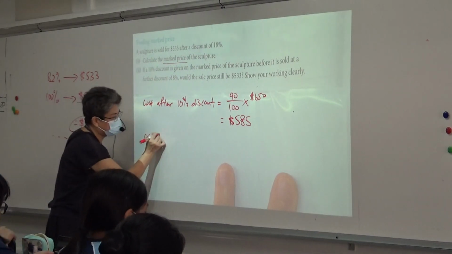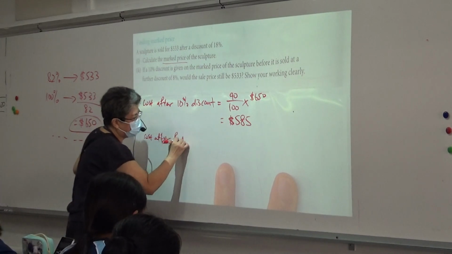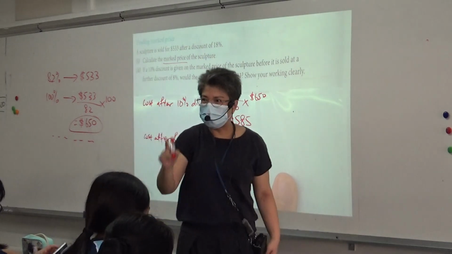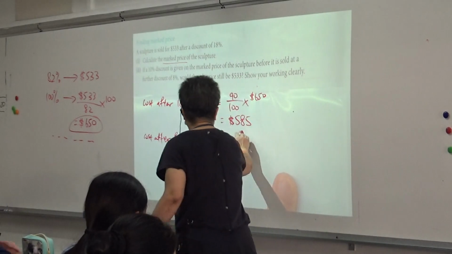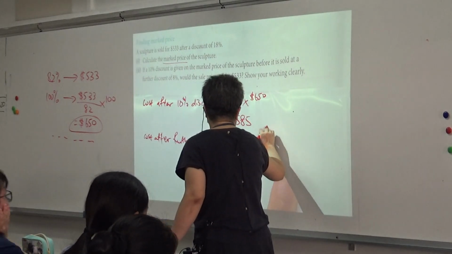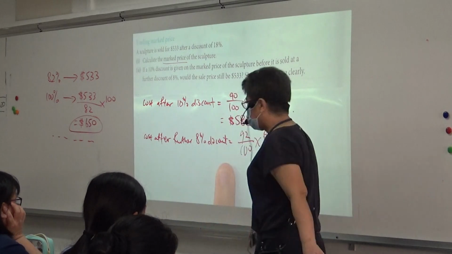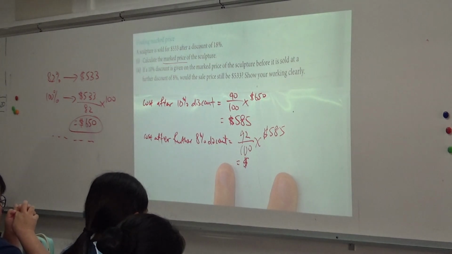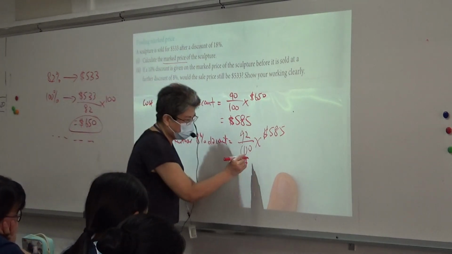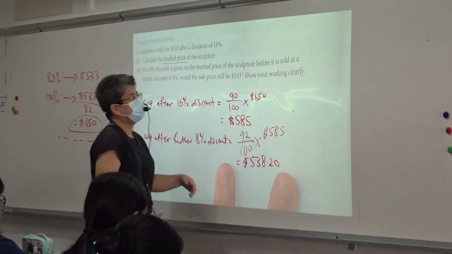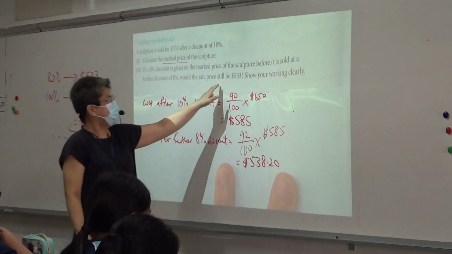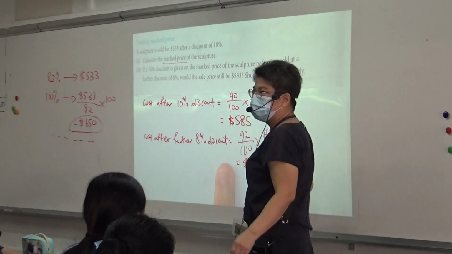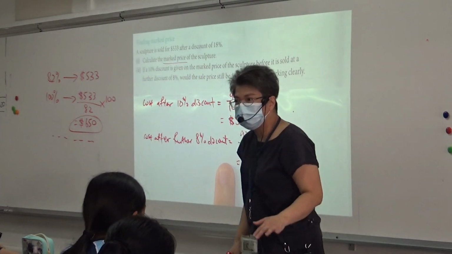Then I give you a further discount of 8%. Cost after further 8% discount. If I give you discount 8%, how percent are you paying? 92. So this will be 92 over 100 times 585, right? So how much is this? 538.20. Correct? The question asks, would the sale price still be 533? Is it 533? That means the answer is no. Understand? The answer is no.